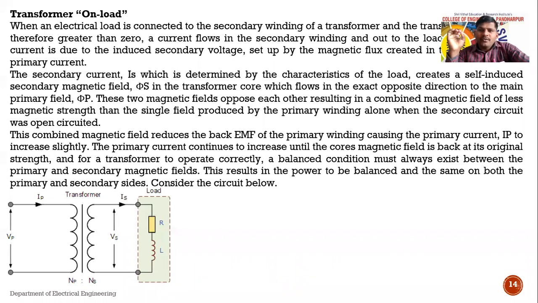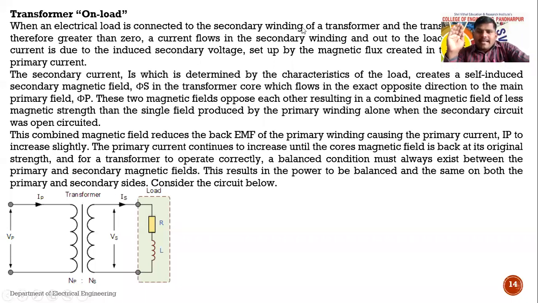Okay. If a purely resistive load is connected, then the current flowing from the secondary side is in phase with the voltage. If a purely inductive load is there, then the current flowing from the secondary side lags the voltage by exactly 90°. And if a purely capacitive load is there, then the current flowing from the secondary side leads the voltage by an angle of exactly 90°. So the load characteristics depend upon the type of load.